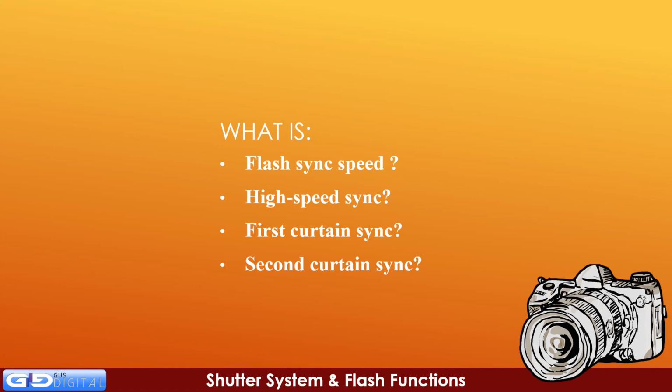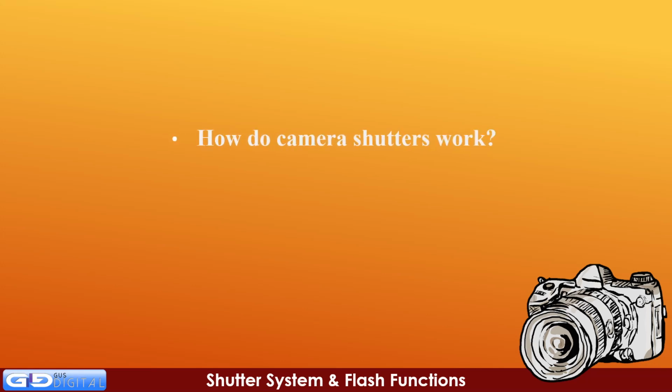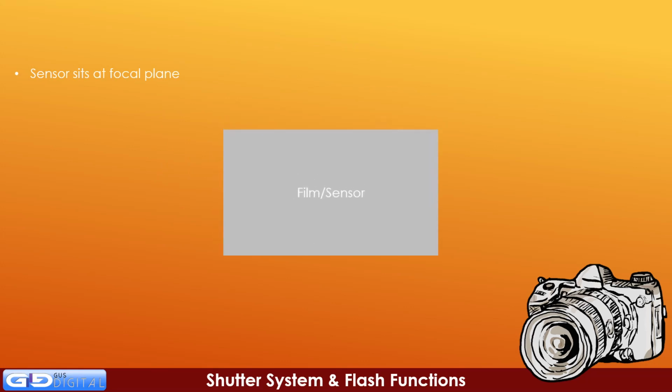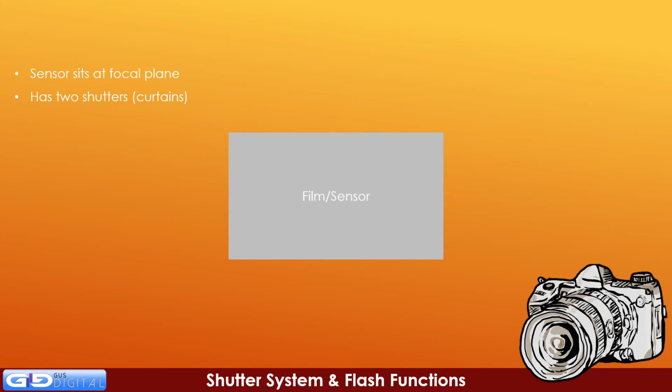These functions, however, are closely related to the shutter mechanism. So, we must first understand how the shutter system works. We know that the sensor sits in the middle of the camera at the focal plane. The shutters sit right in front of the sensor and so are called focal plane shutters.